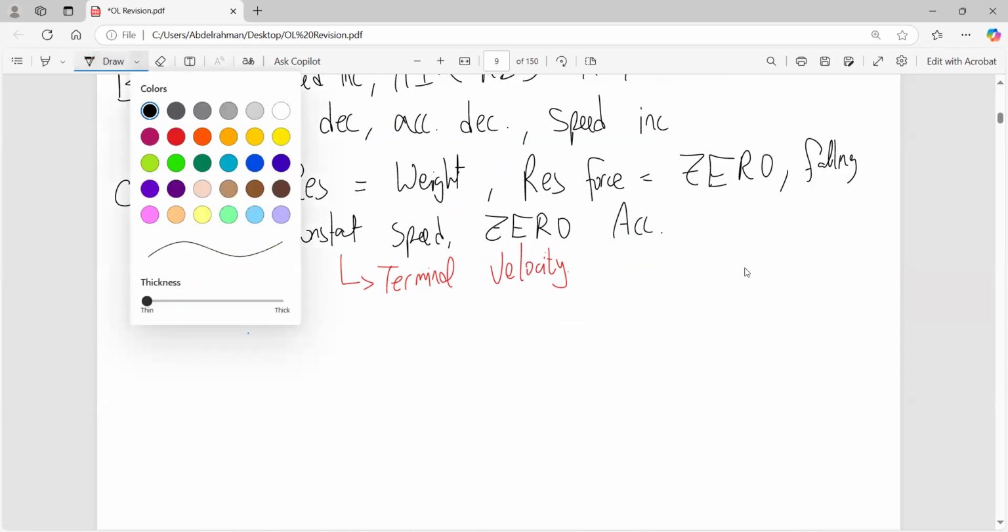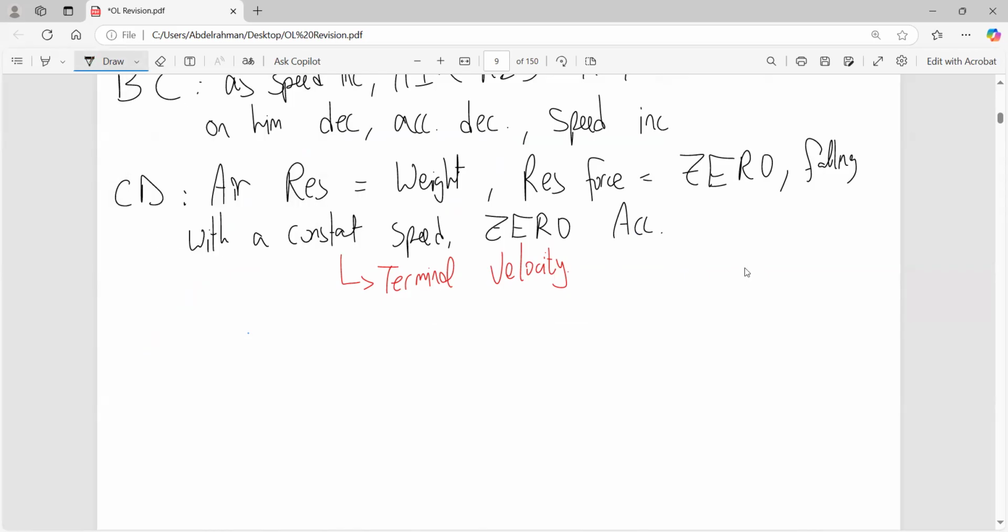His surface area increases, which means air resistance increases. From D to E, his resistive force, the air resistance, increases more. Now it's more than his weight.